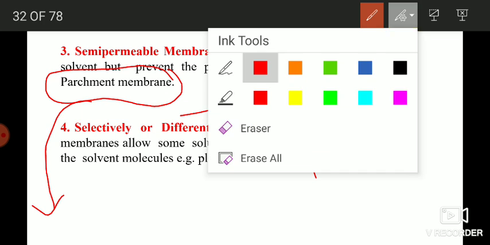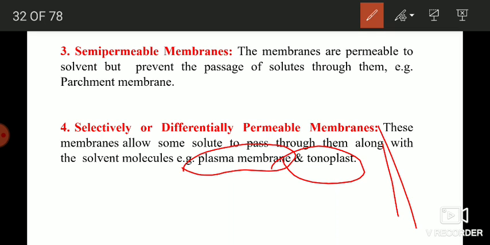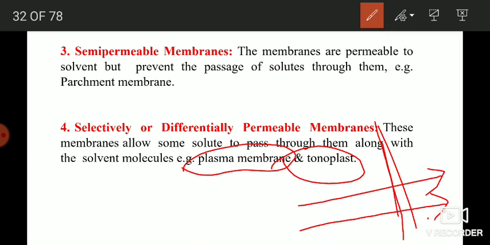And finally, the selectively permeable membrane or differentially permeable membrane. These membranes allow some solute to pass through them along with the solvent molecules. Examples are the plasma membrane and tonoplast. Say, for example, this is a selectively or differentially permeable membrane. It allows the movement of solvent molecules through it, and in addition to this it allows some selected solutes.